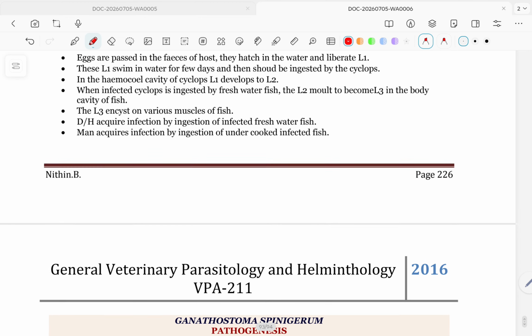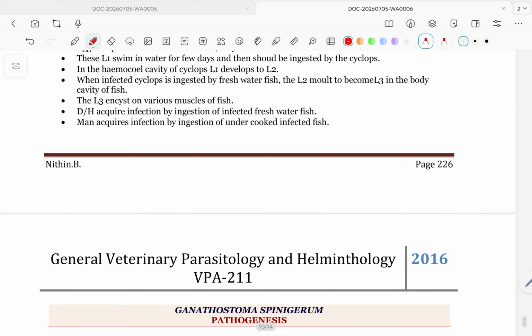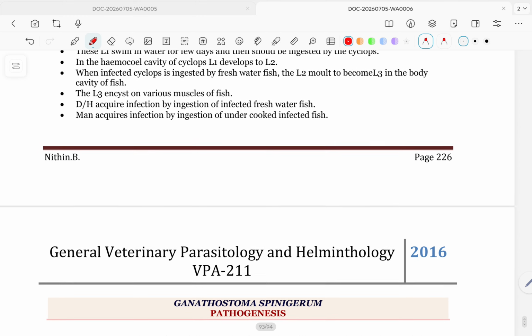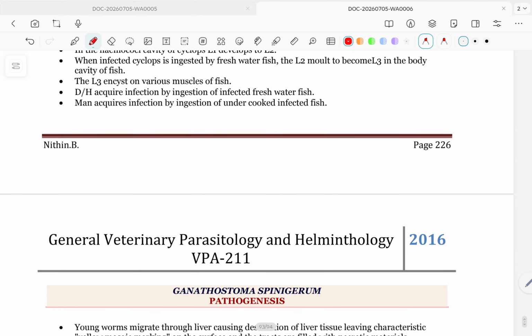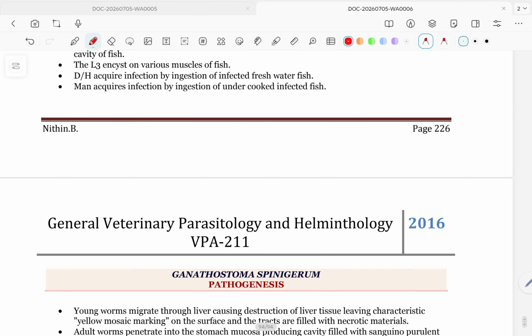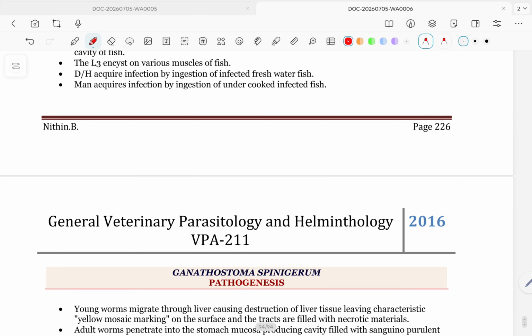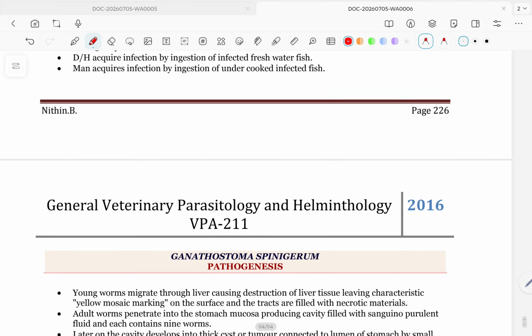When the infected cyclops is ingested by freshwater fish, the L2 molts to become L3 in the body cavity of the fish. The L3 encysts in various muscles of the fish. Definitive hosts acquire infection by ingestion of infected freshwater fish. Man acquires infection by ingestion of undercooked infected fish.